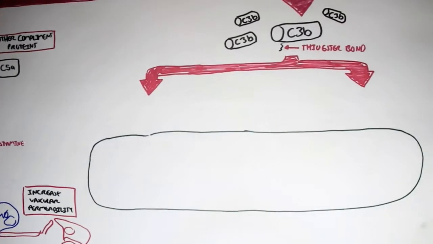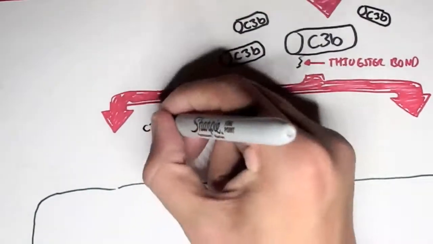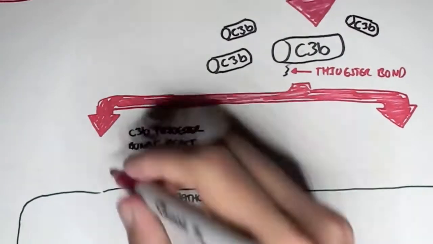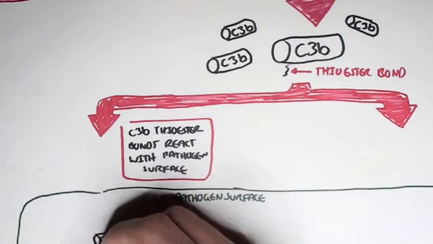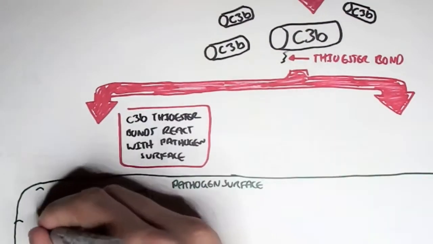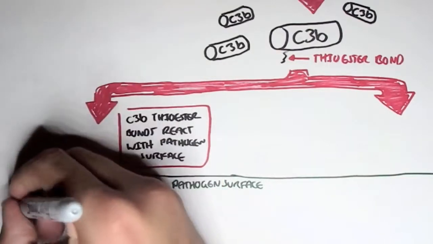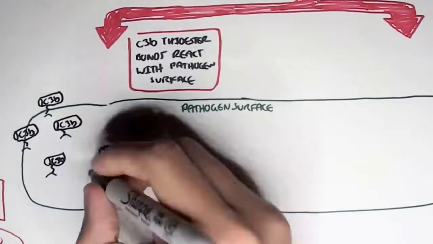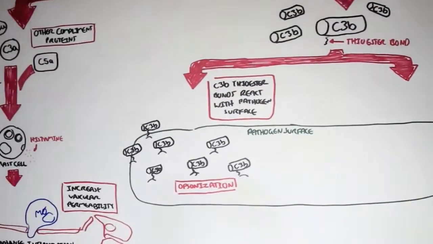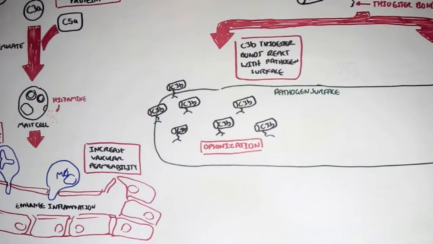Now that we have many C3bs, these C3bs can bind to the pathogen surface through this thioester bond. Now, as you can see, we can see many C3bs forming thioester bonds with the pathogen surface. So it essentially coats the pathogen, a process called opsonization. And this allows macrophages to easily engulf this pathogen once it's been coated.